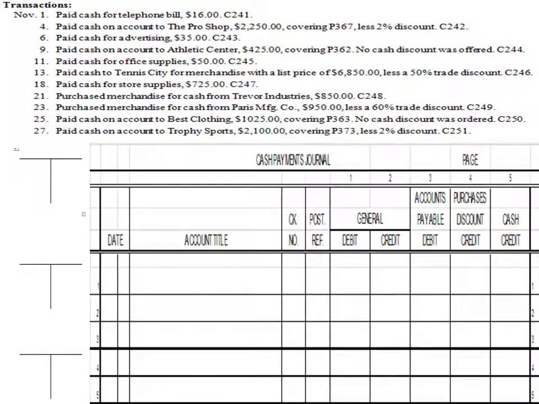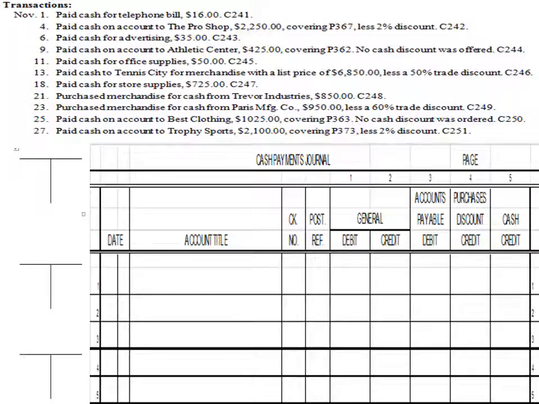In the lower right hand corner you can see the cash payments journal. Notice it sets up very similar to what we saw before, but the special amount columns are slightly different. We have an accounts payable debit, a purchase discount credit, and a cash credit. We also have our general ones that we'll use for various things.